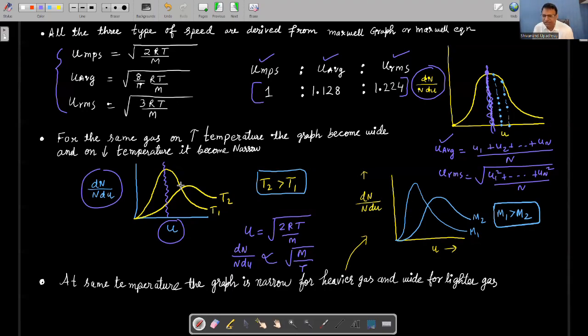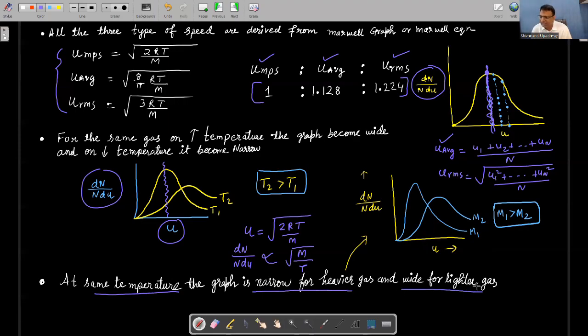At high temperature, there is a distribution of speed, with particles in different ranges, not most of the particles in a particular range near UMPS. At low temperature, most of the particles will exist near the UMPS only. So the graph is narrow. So this is about the distribution of speed of particles at different temperatures. When the temperature is the same and we are comparing two gases, we can say that at the same temperature, the graph is narrow for the heavier gas and wide for the lighter gas.